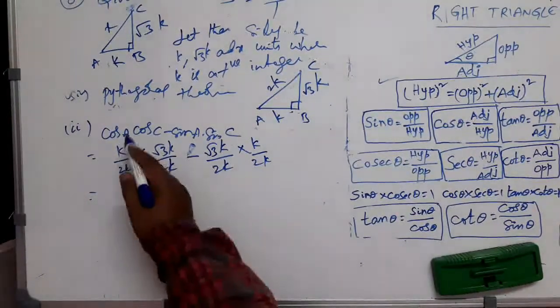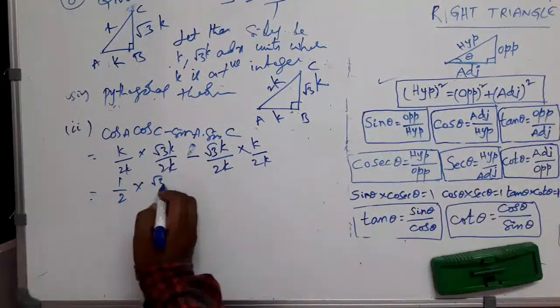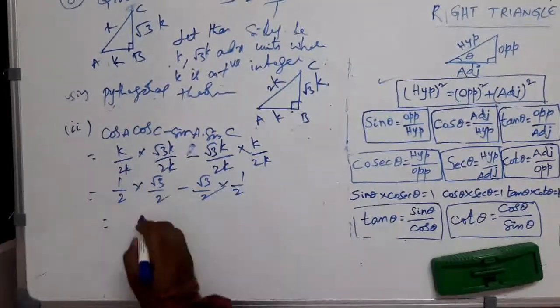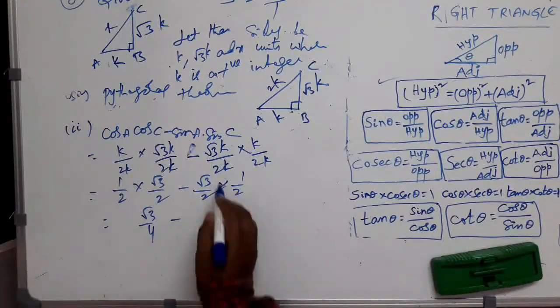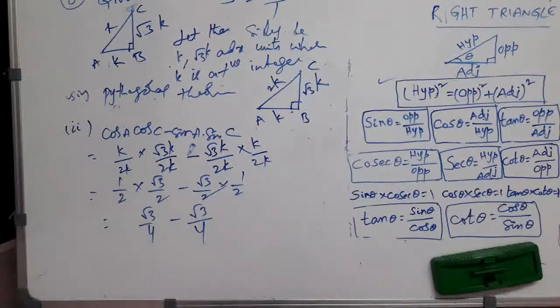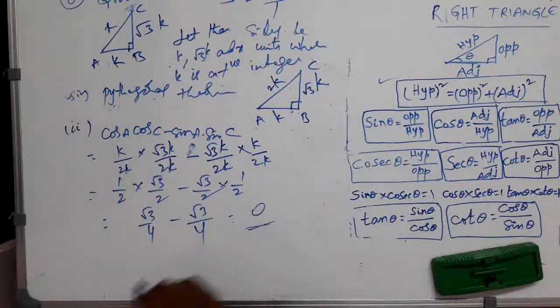Yes, let us simplify further. k gets cancelled here, here, and here. So 1 by 2 multiplied by root 3 by 2 minus root 3 by 2 multiplied by 1 by 2. So this is root 3 by 4, 2 into 2 is 4, right? So here also root 3 by 4. So this is 0, right? So this is question number 8.